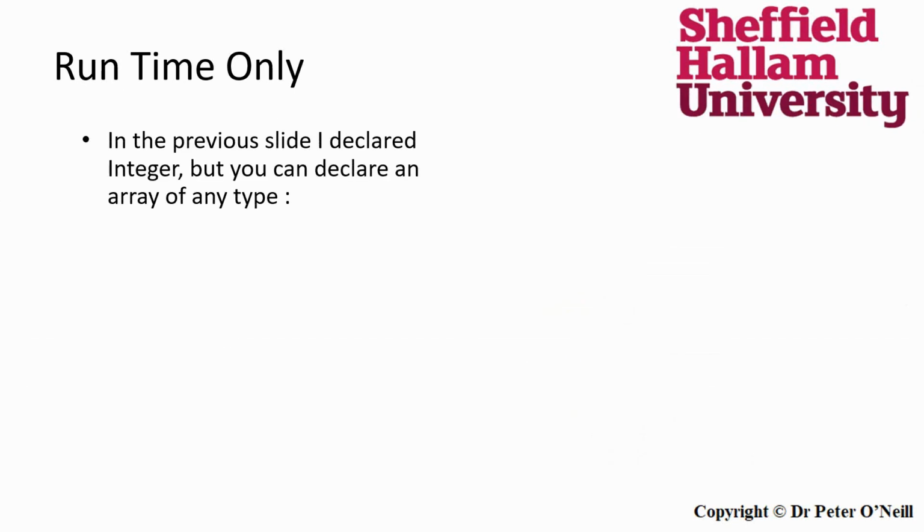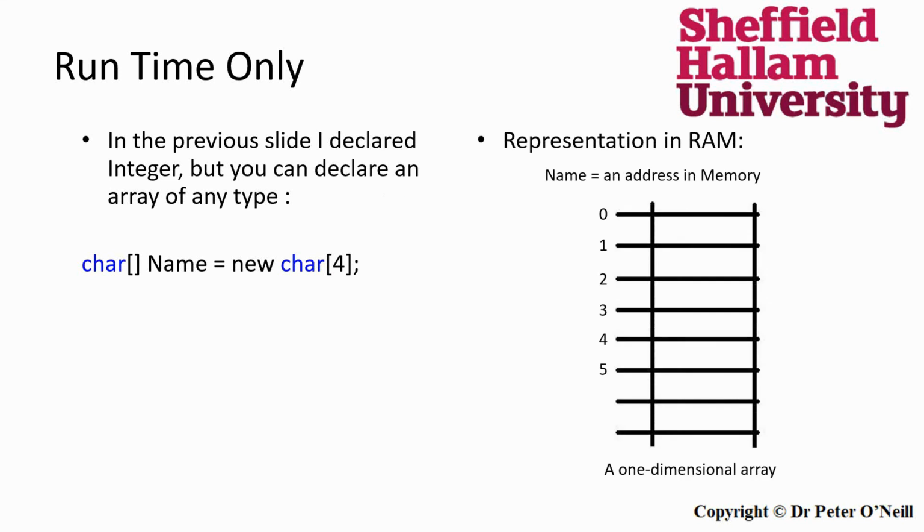In the previous slide, I declared integers, but you can declare an array of any type. So for example, here's an array of char. Char is a single character. It has 4 elements. So here's our example again, our representation for our minds. And as you can see, we've got them numbered down the side.